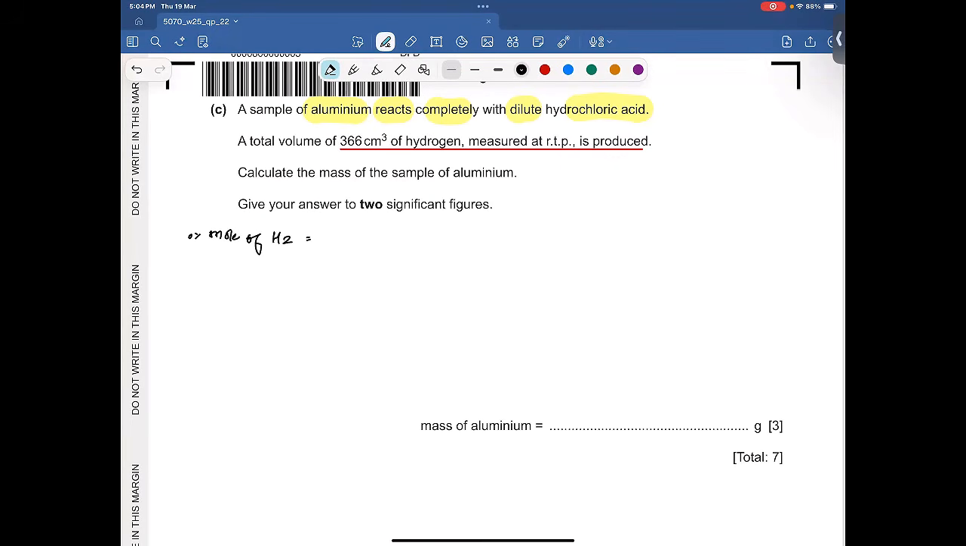Moles of hydrogen: 366 divided by 24,000 cm cubed. It's basically 0.01525 moles. Okay.